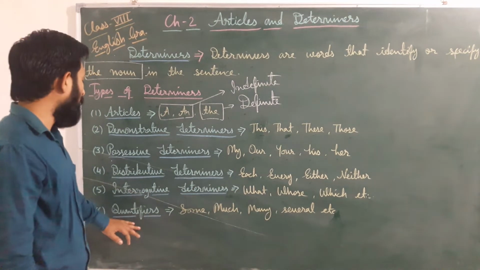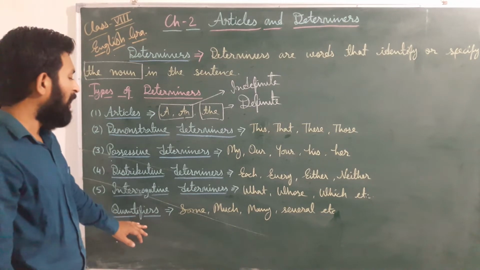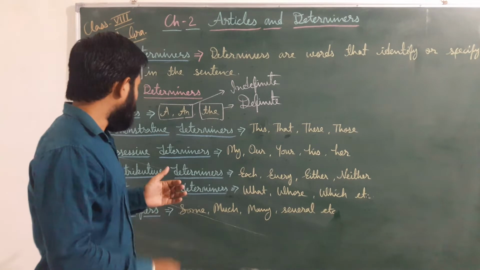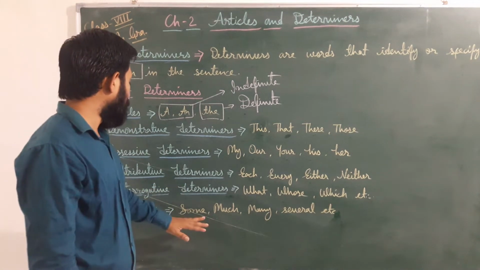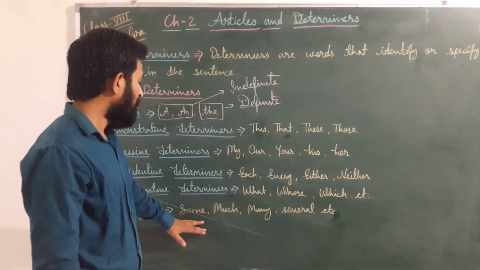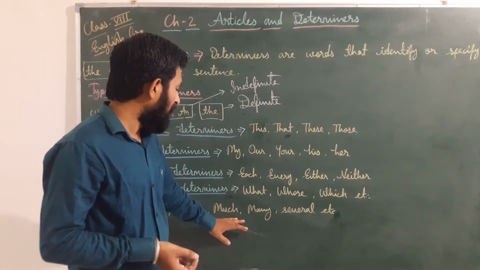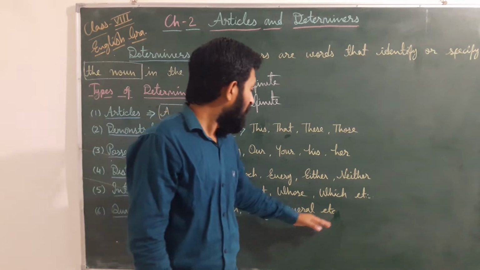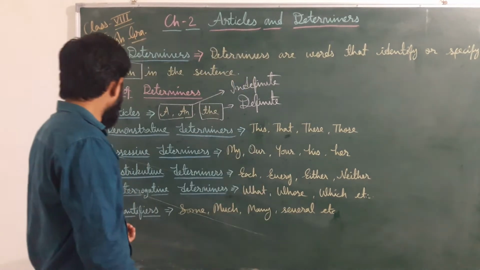And last one is quantifier. Quantifier means words that show the quantity. If in any sentence they are talking about quantity, then we can say that type of words is used, like some: I like to take some tea. Much, many: I have many books on English grammar. Several, etc. That type of words are known as quantifiers.